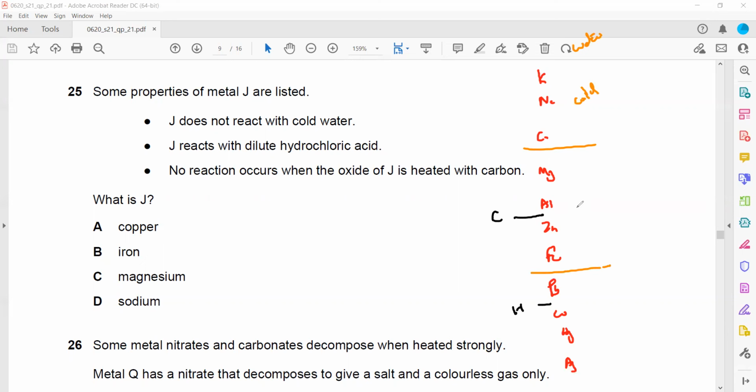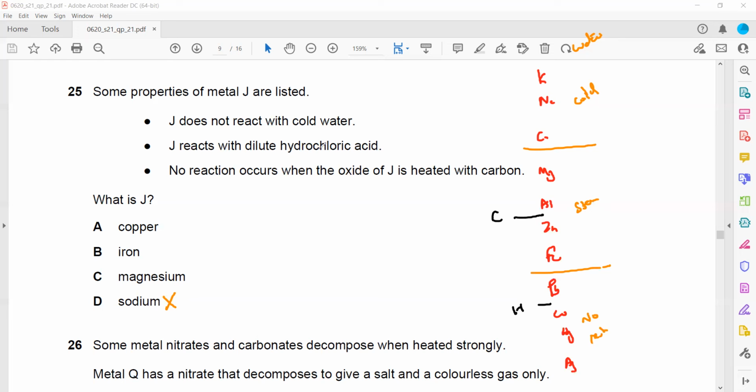They can react with steam only, and there is no reaction with cold water. The first thing they mentioned is that it cannot react with cold water, so it cannot be potassium, sodium, or calcium. It should be below. So any option which includes sodium cannot be an answer.